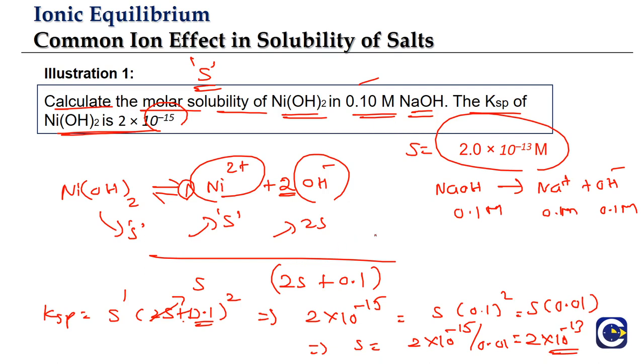So that is the value of S, and that is the molar solubility of nickel hydroxide. This molar solubility value will be lesser than the molar solubility of the same nickel hydroxide in pure water. If the same nickel hydroxide is dissolved in pure water, whatever that molar solubility value is, it is going to be higher than the value we are getting here, which is 2 into 10 power minus 13. So a common ion effect is always going to decrease the molar solubility.